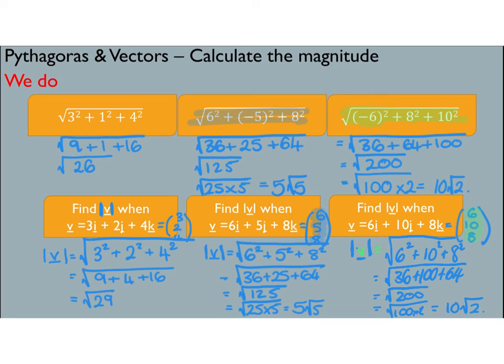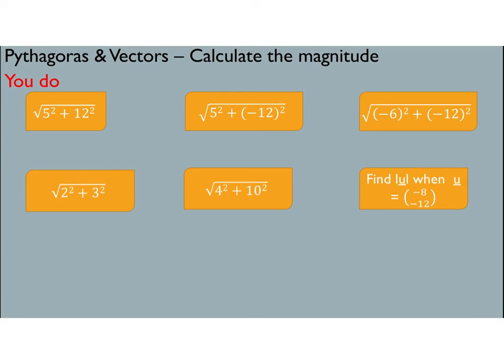Okay, so it just shows you how one bit of working out links to the other. So that when we're doing the magnitude, we are just using our Pythagoras work. And when we're doing the magnitude, it's always adding that you're going to have, because it's always the hypotenuse that we're working with when we're trying to find these distances for the magnitude.